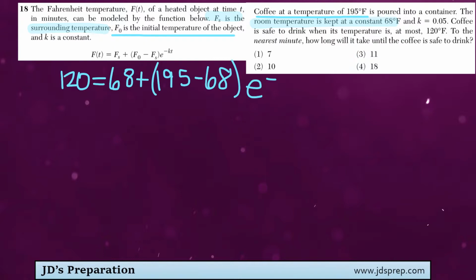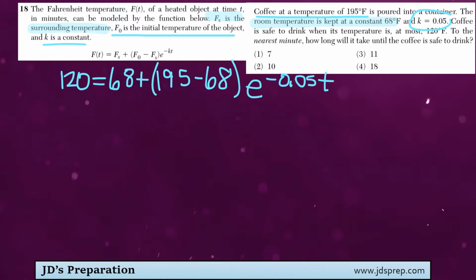Now we also know the value of k. K is a constant, and we're told that the k value is 0.05. So we put that in, and finally our t value, which is what we're going to work out.